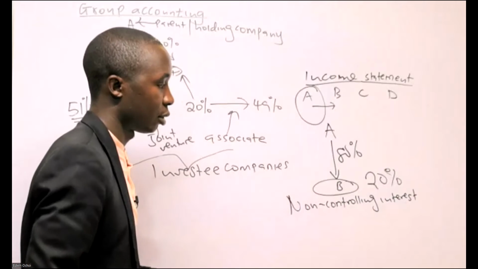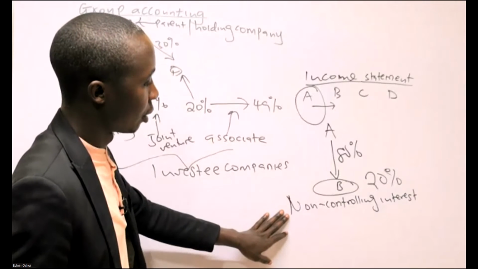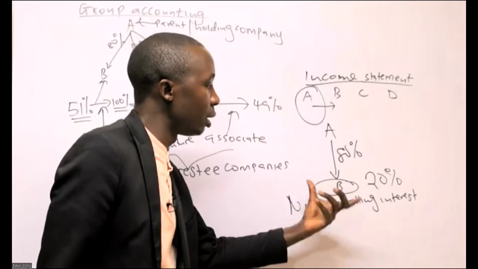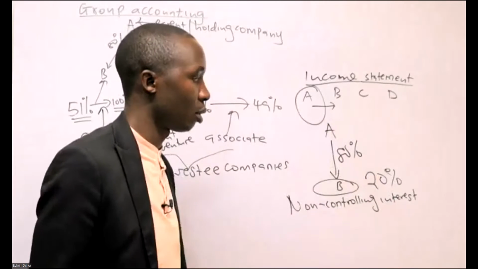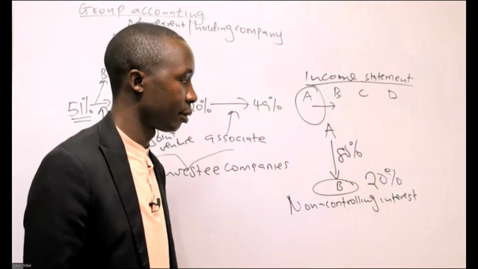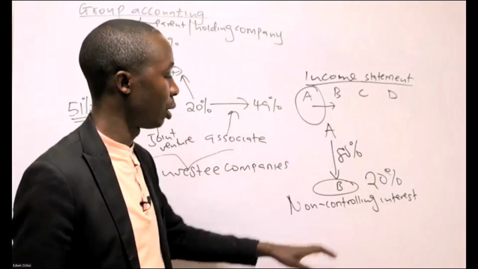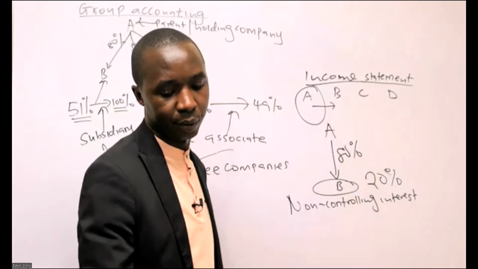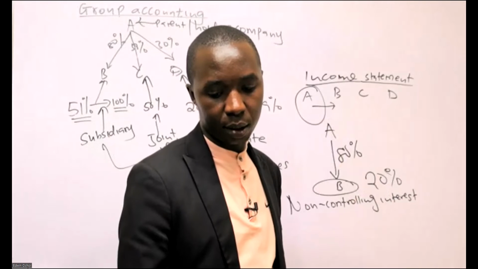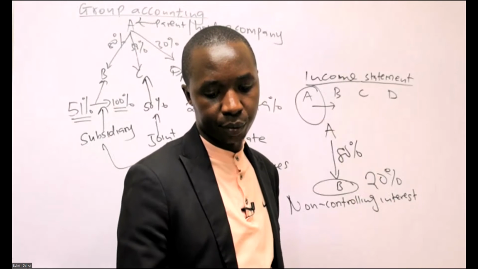NCI, the non-controlling interest. The percentage which is with the minority shareholders, the percentage which the parent doesn't control in the subsidiary company. That is the percentage with the minority shareholders. We call it non-controlling interest, the percentage unacquired in the subsidiary company.